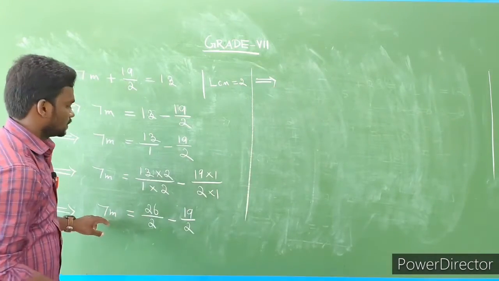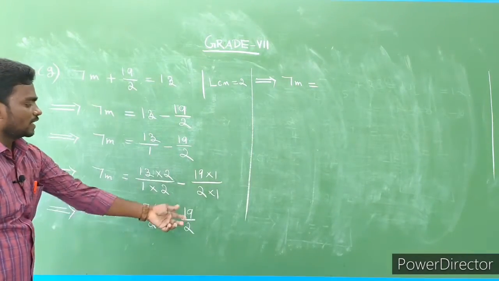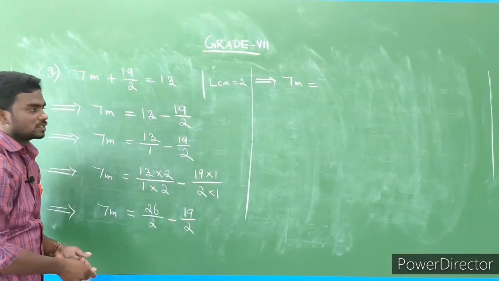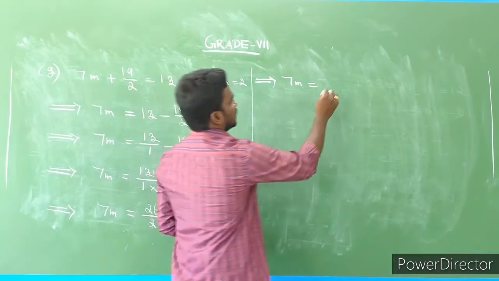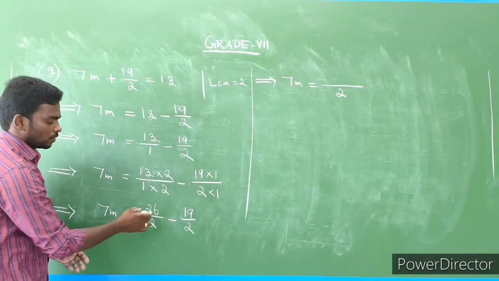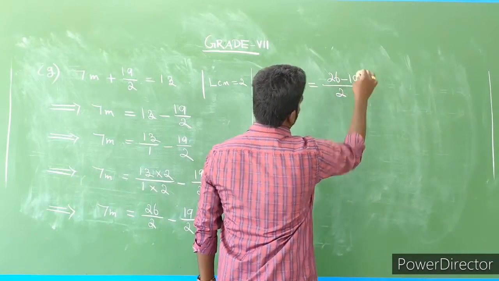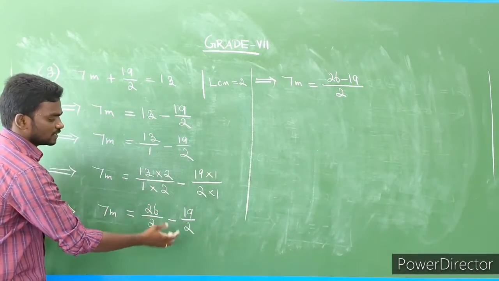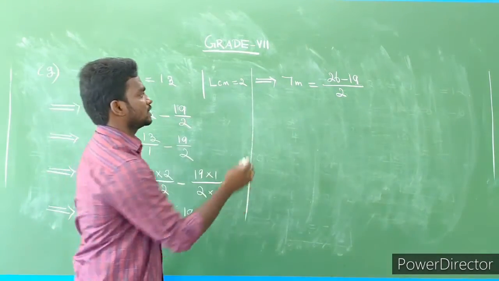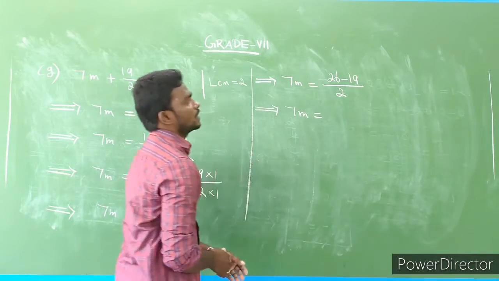Implies that 7m is equal to 26 by 2 minus 19 by 2. Now 26 by 2 and 19 by 2 are like fractions. Like fractions means we keep the same denominator and directly solve the numerator value, 26 minus 19. So the denominator is the same, and we solve the numerator only. 26 minus 19. Implies that 7m is equal to, what is the value of 26 minus 19?